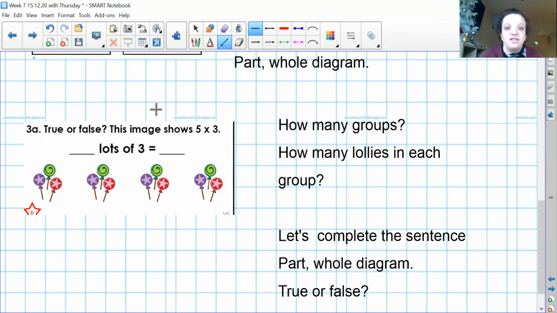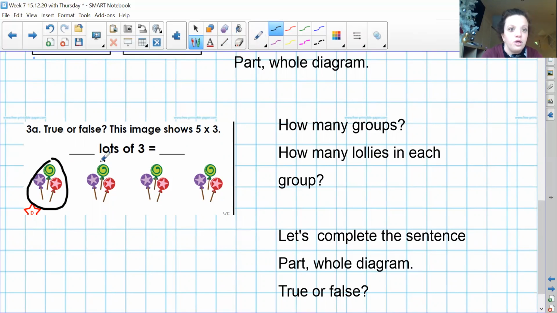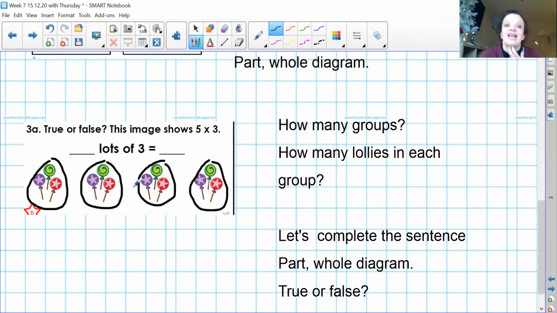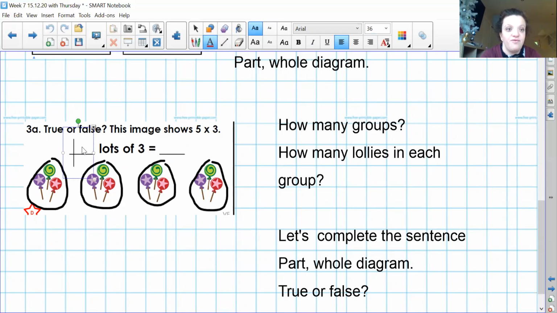Okay, well done. So let's first of all see how many groups we've got. So we've got 1, 2, 3, 4. We've got 4 groups, and in each group we have got 3. So we've got 4 lots of 3. So it's false. We haven't got 5 lots of 3. We've only got 4 lots of 3. And if we count in threes, what's our total altogether? 3, 6, 9, 12. So our answer is going to be 12.